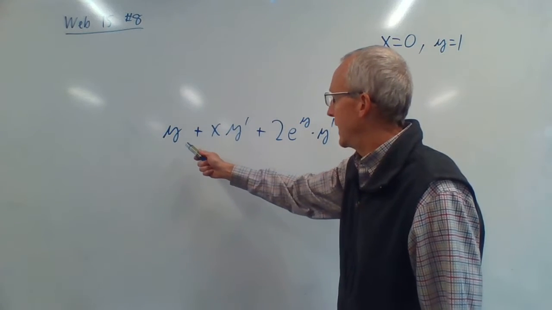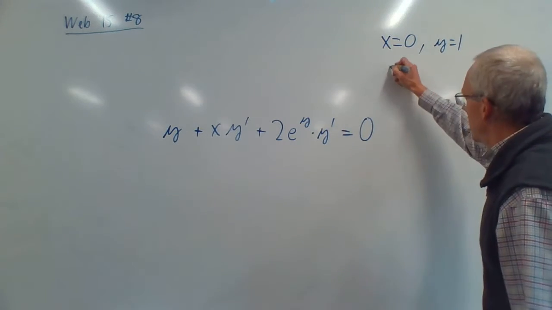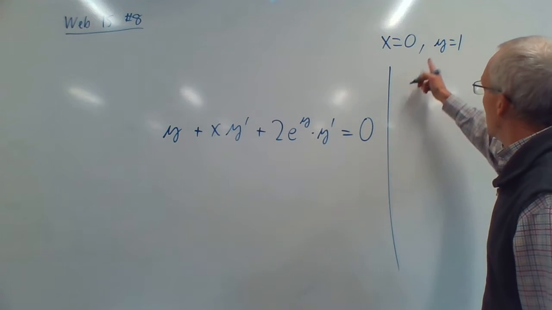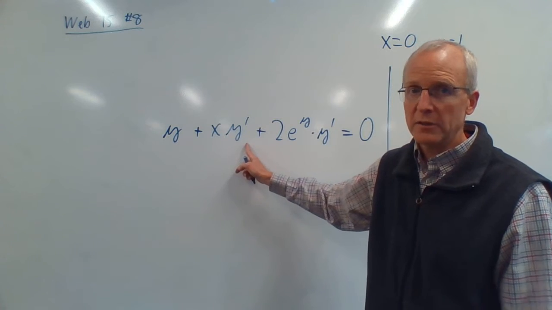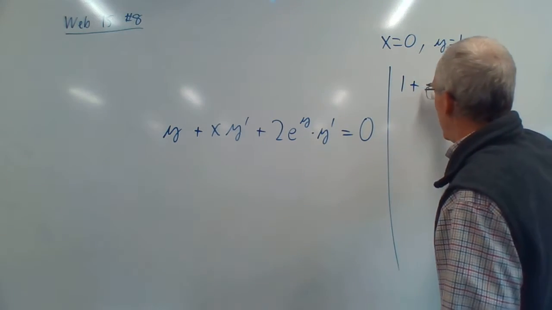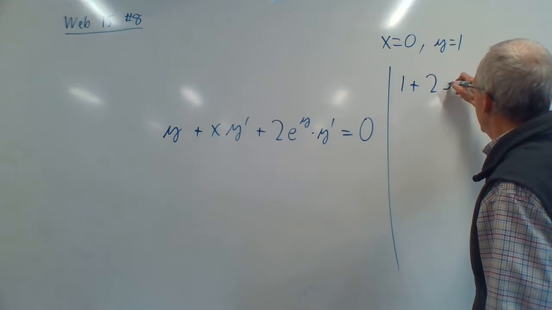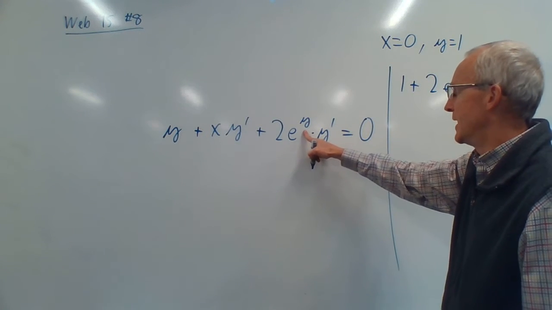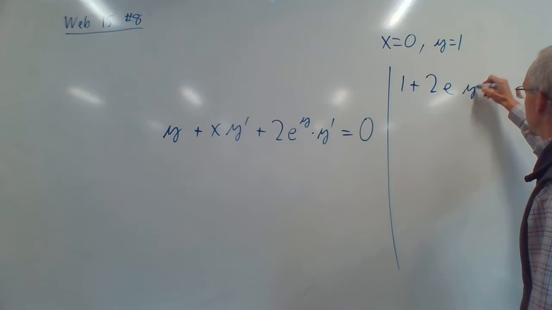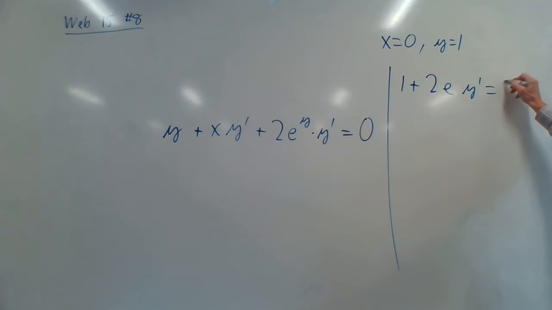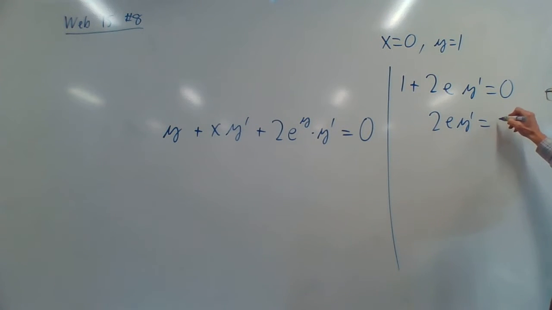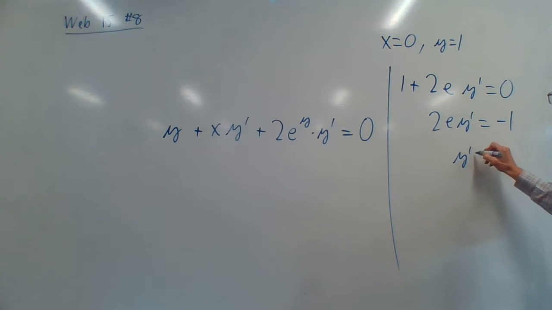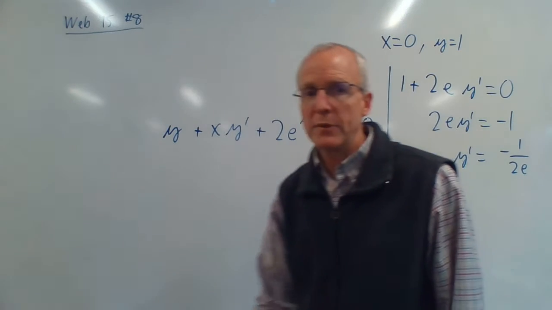So let's plug those in. I'm going to do this over here so I can keep going with the derivative there. Y equals 1, so we have 1 plus x equals 0. That's nice, that goes away. So then 1 plus this, 2e to the 1, that's just 2e, times y prime, and that equals 0. Put the 1 over there. 2e y prime equals negative 1, or y prime is equal to negative 1 over 2e. If we were just looking for y prime, we'd be done.